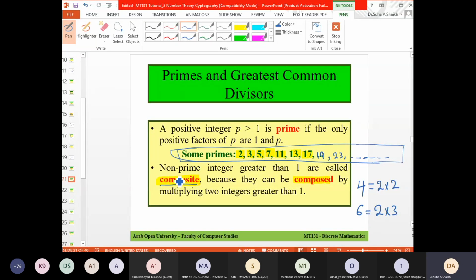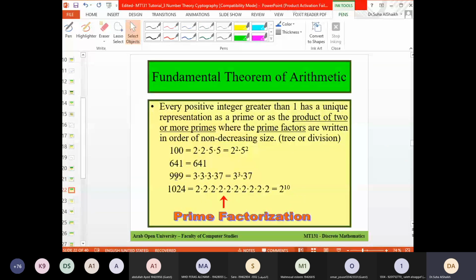Of course, if it is even, it's divisible by 2. So all even numbers greater than 2 are not prime. But 2 is even and it's prime, so I cannot say that prime means it's odd. So the fundamental theorem of arithmetic states the following.